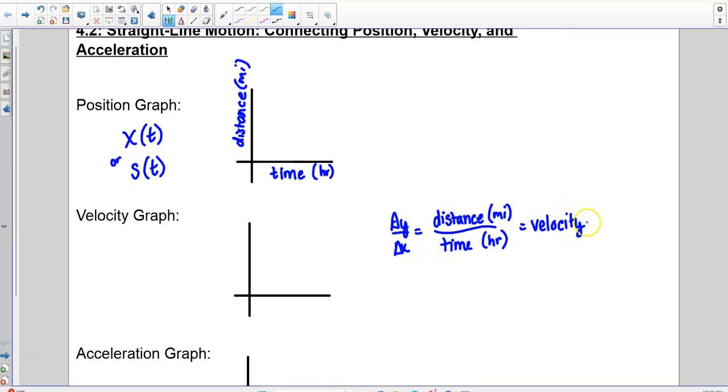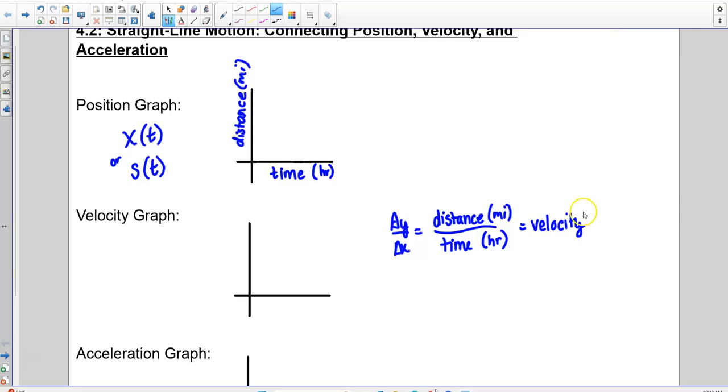You could also think of it as speed, but speed doesn't have a direction. And since our distance can be positive or negative in this case, we want to use the term velocity. Speed is always positive. So speed is like the absolute value of velocity. So like if your velocity is -5, your speed is 5. You're going backwards. Yeah, you're going backwards at 5 miles per hour.